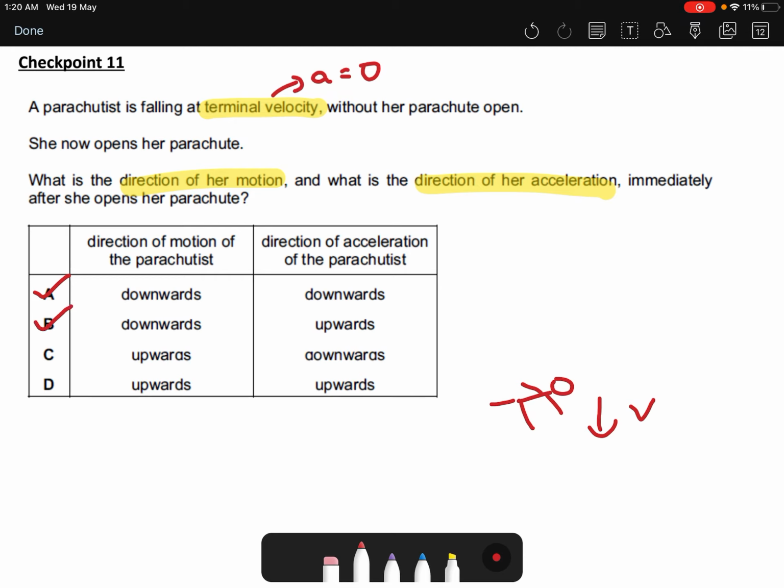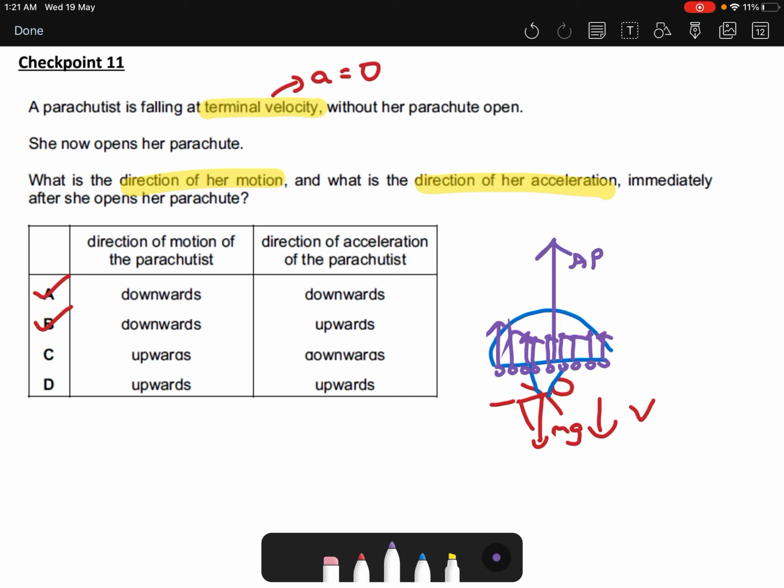Now I need to determine the direction of the acceleration after opening the parachute. Because of the very big surface area of the parachute, a lot of air particles will form right here to oppose the motion of the parachutist. So now the upward force, air resistance, will be bigger than the weight of the parachutist. So this will be upwards right here, air resistance.